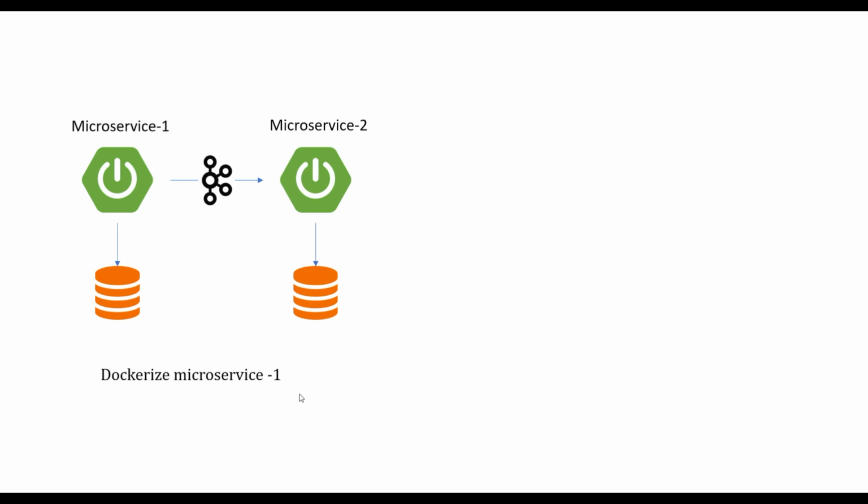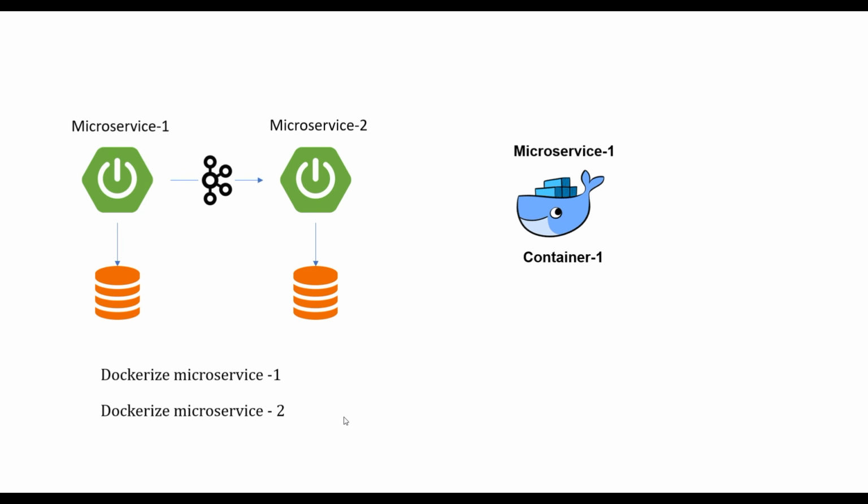First I need to Dockerize microservice 1. Since this is my Spring Boot application, I need to create the Docker image of microservice 1, which is called Dockerizing microservice 1. Then I will deploy microservice 1 in container 1. In a similar way, I need to Dockerize microservice 2, then I can run it in container 2.